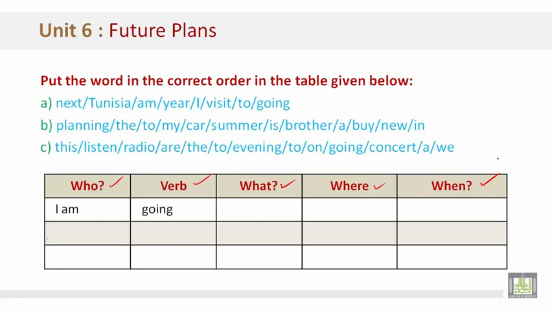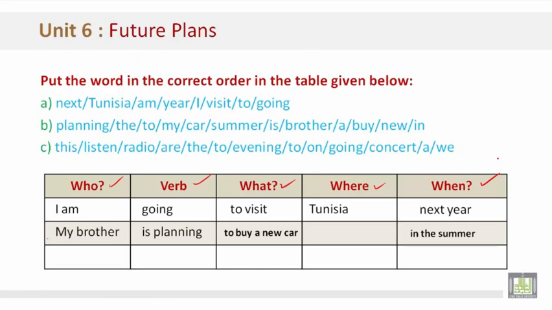Sentence A. I'm going to visit Tunisia next year. Sentence B. My brother is planning to buy a new car in the summer. Notice there is no where. And C. We are going to listen to a concert on the radio this evening.